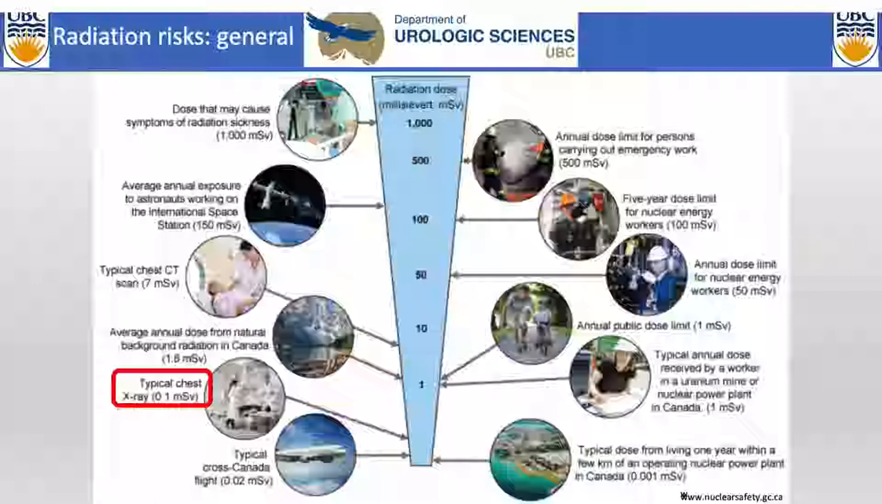Basics: a typical chest x-ray is only 0.1 millisieverts. So the shoe fitting fluoroscope, 130 millisieverts, chest x-ray 0.1. They talk about when you go on a flight across the country, across Canada, 0.02 millisieverts, so very low. And then living close to a nuclear power plant, also not very much of a risk, 0.001 millisieverts.